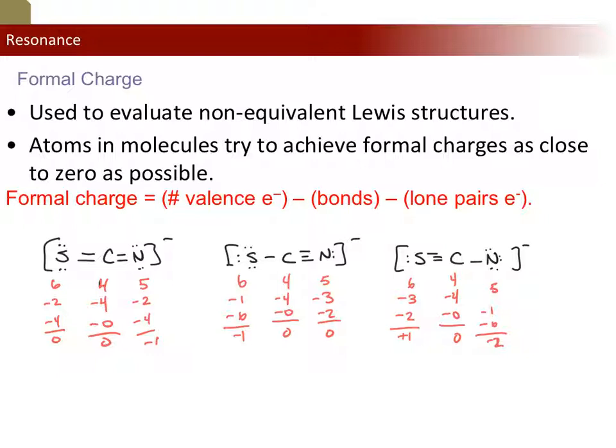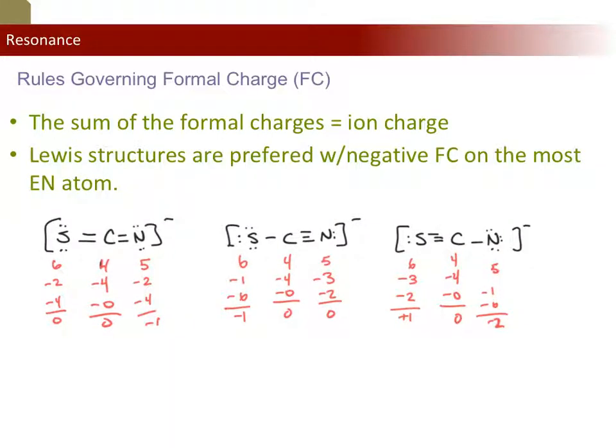Let's talk about the follow-up rules now. The first sub-rule is that the sum of the formal charges in a resonance structure has to equal the ion charge. If you've got a neutral molecule, then the formal charges should add up to be 0. But in this case, since we have a polyatomic ion of -1, the formal charges have to add up to -1. It does in this first one, it does in this second one, and +1 minus 2 gives you a -1, does in this third one.